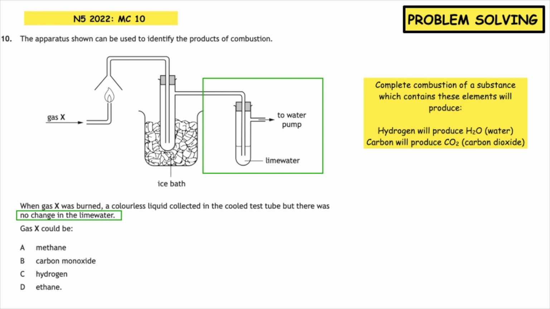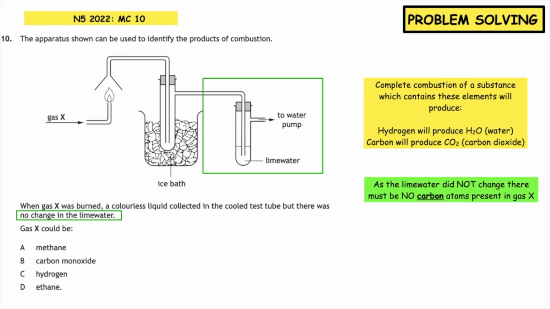And if you produce carbon dioxide, which is complete combustion of carbon, the test for this is it turns lime water cloudy. As the lime water did not change, there must be no carbon atoms present in the gas. So when we look at all of our potential gas Xs, we're looking for something that does not contain carbon. The only one that does not contain carbon is multiple choice answer C, and the combustion of this would only produce our water.